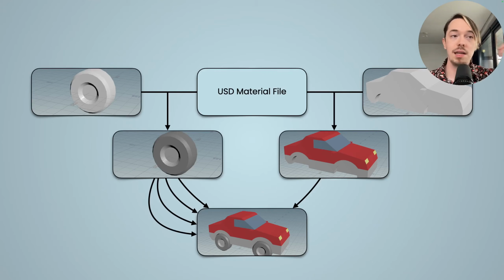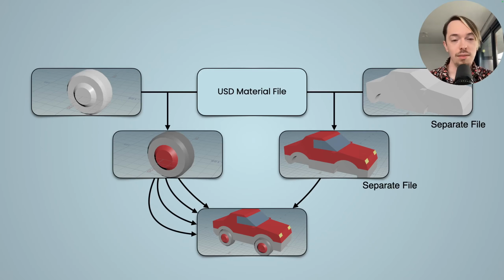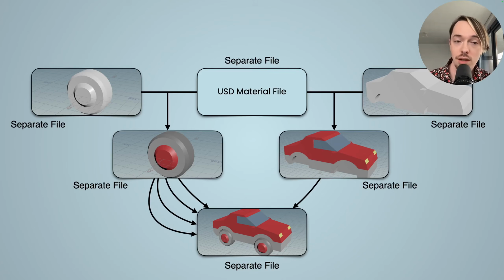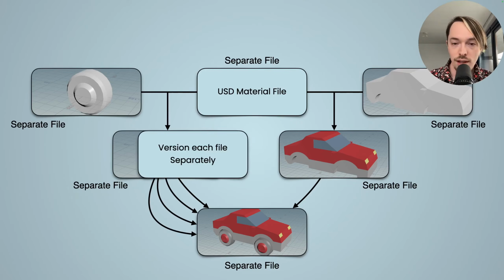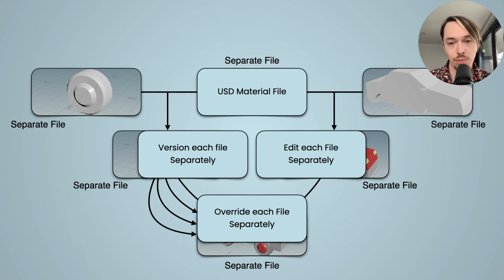So for example, if I make a change to the wheel geometry or the material, that change is reflected through. So the idea here is that this is a separate file, this is a separate file, this is a separate file, this is a separate file, this is a separate file. Even the material is a separate file. So it becomes in this way that you can version each file separately, you can edit each file separately, and also override each file separately. So if you're working with very large teams with a lot of different assets, it becomes much easier for everyone to work with all these kinds of assets that you have.